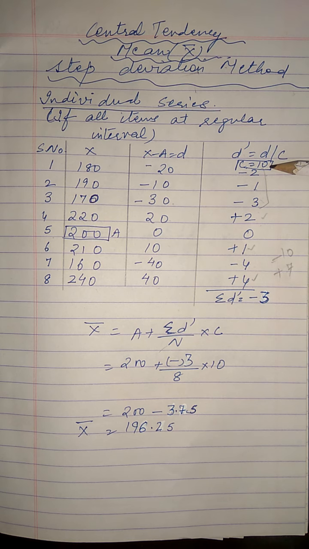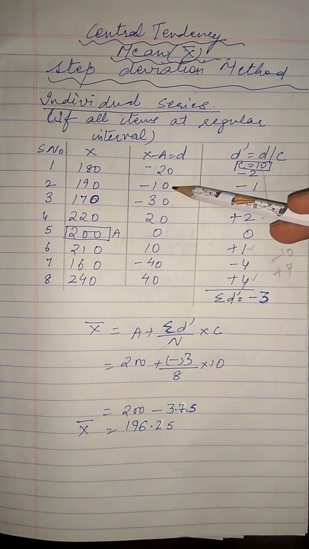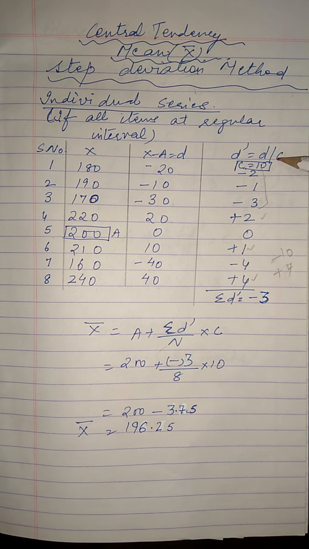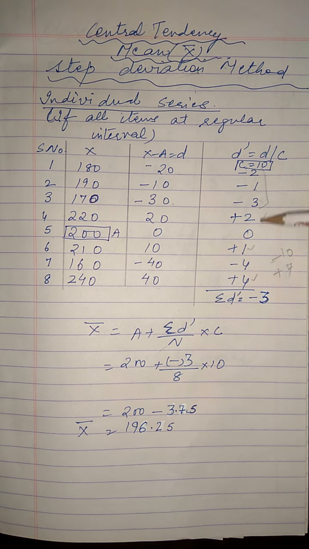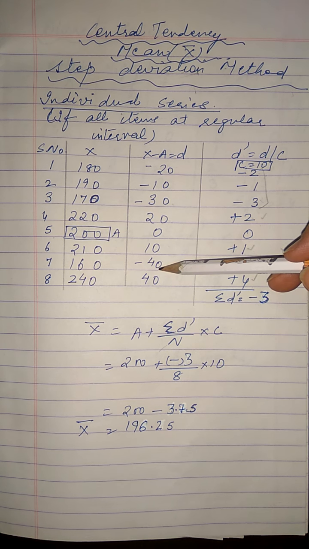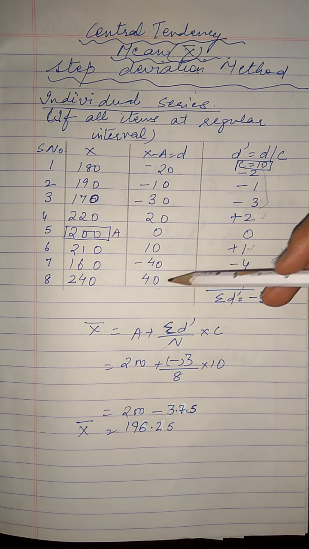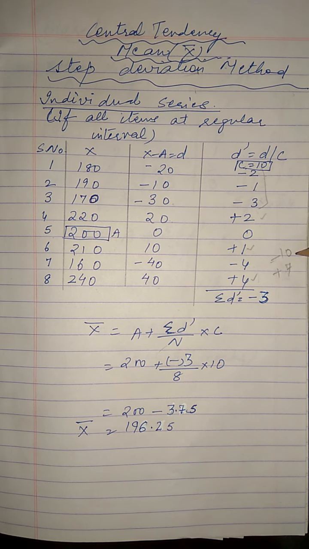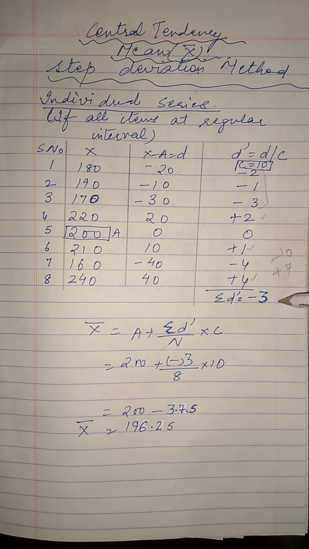It is 10. By dividing these deviations individually with the common difference, we get deviation at its minimum term, which is known as D dash. Like minus 20 divided by 10 is minus 2. 20 divided by 10 is plus 2. Minus 40 divided by 10 is minus 4. Plus 40 divided by 10 is plus 4. So when we add up negative terms separately, positive terms separately, we will get summation D dash is equal to minus 3.